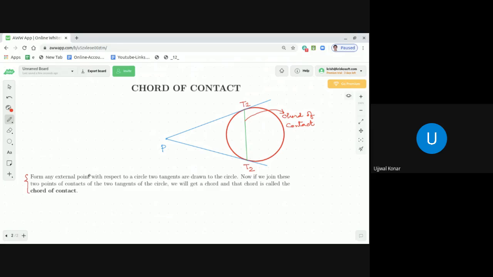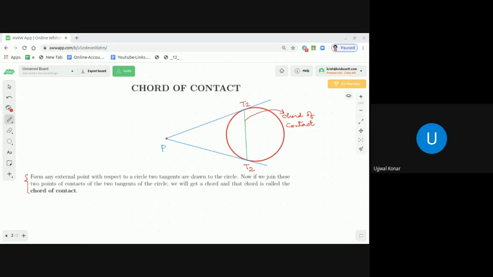From any external point with respect to a circle, in this case that point is P, two tangents are drawn to the circle, which are PT1 and PT2. Now, if we join the two points of contact of the two tangents of the circle, that is T1 and T2, we get a chord, and that chord, T1T2, is called the chord of contact. Simple.